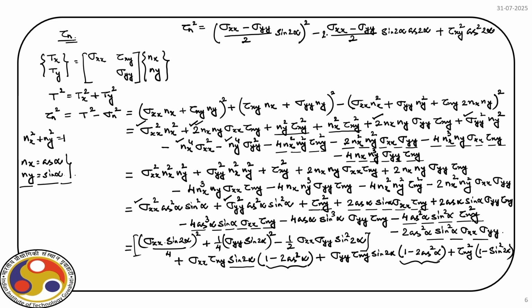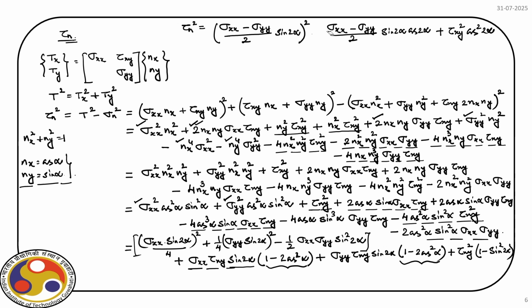So, I think just 1 minute, let us check once more. So, here if you check the term, here we have tau xy. So, there will be a tau xy here.